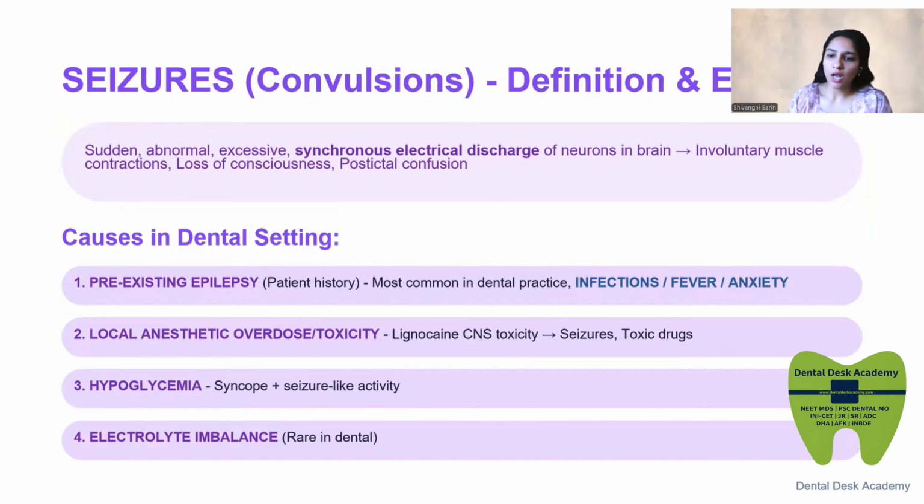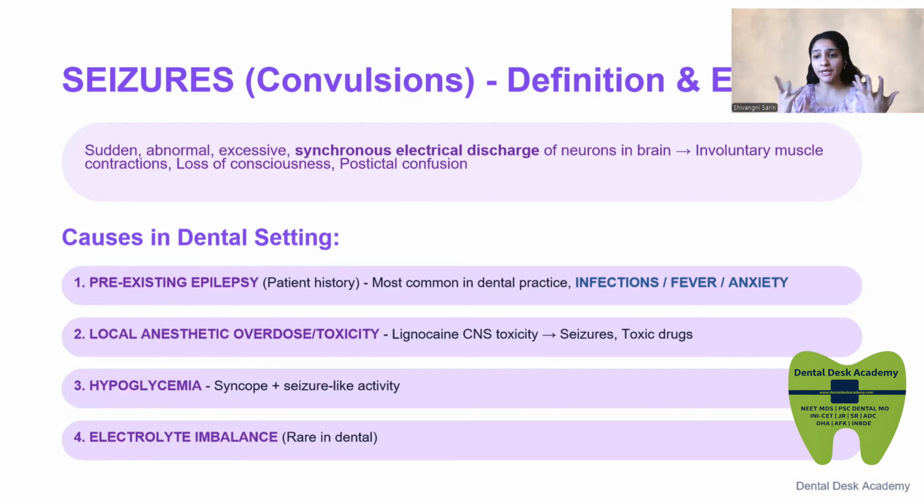Yeah. So now the next medical emergency we have is seizures, which are convulsions. Seizures are sudden, abnormal, excessive synchronous electrical discharge in the brain, too much electrical discharge in the brain, which leads to involuntary muscle contractions. It can lead to loss of consciousness again. If you remember in the original Malamud classification, both seizures and syncope came under the loss of consciousness heading.